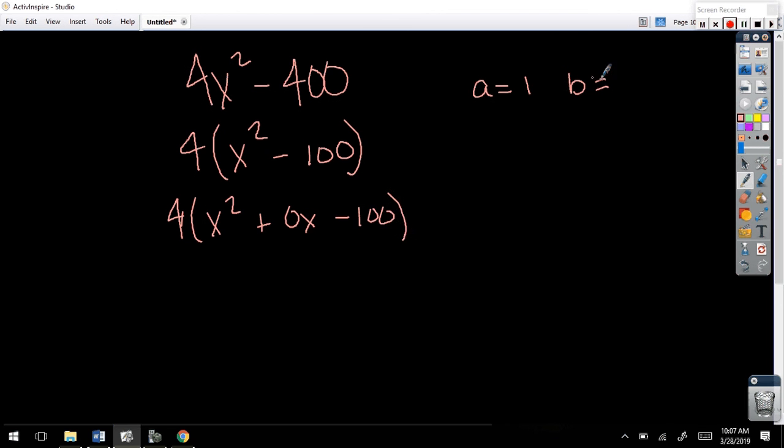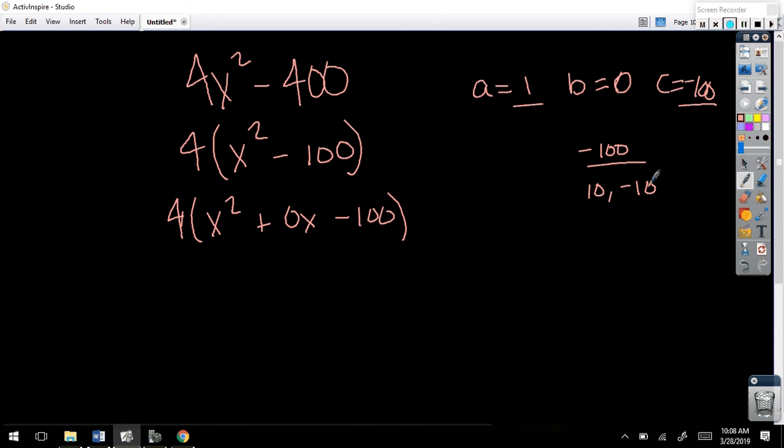I'm going to give you just a second to catch up with me. Let me label my A, my B, and my C, and then I'll let you catch up. A times C is negative 100. Give me two numbers that multiply to negative 100. Yes, 10, negative 10.